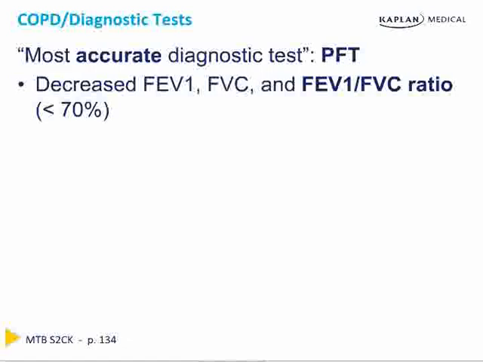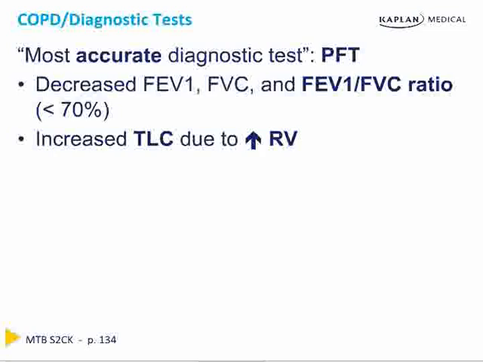In COPD, PFTs will reveal a decrease in the FEV1 and the FVC, and most importantly, a decrease in the FEV1 to FVC ratio, which must be less than 70% in order to diagnose COPD. In addition, you'll see an increase in the total lung capacity. As we already mentioned, these patients are going to have a large degree of airflow obstruction, and because they're unable to expire the full amount of air over time, they start to develop an increase in their residual volume. With an increase in the residual volume, you're going to see an increase in the total lung capacity.